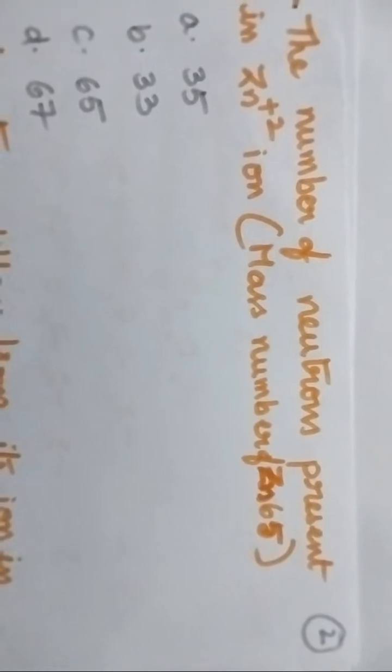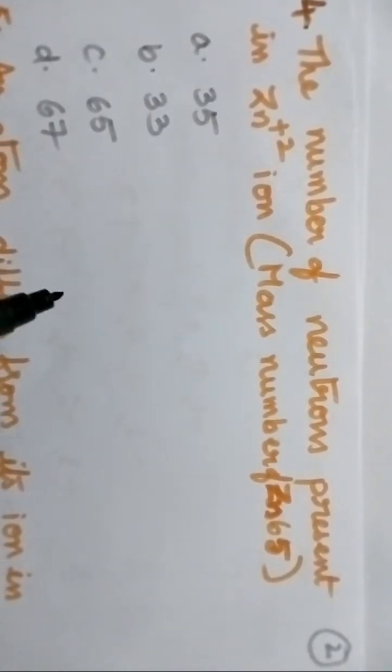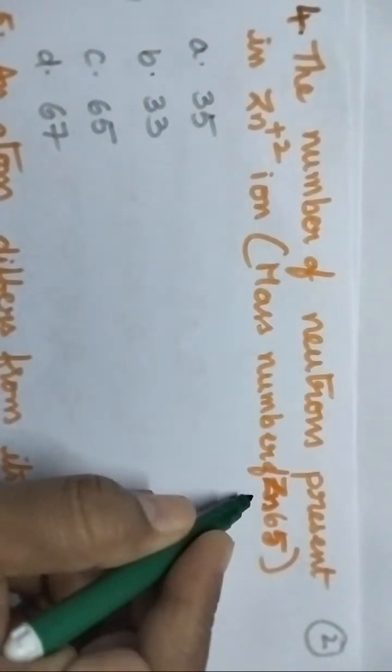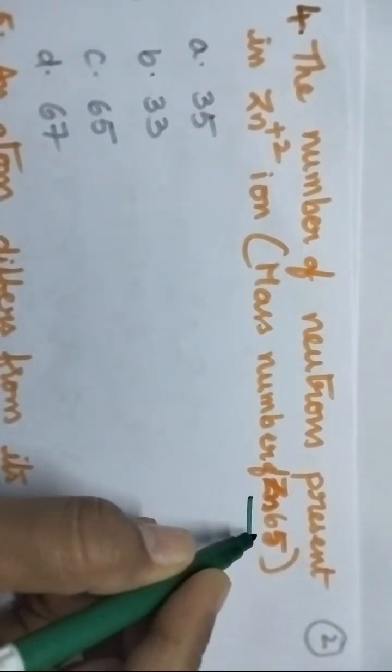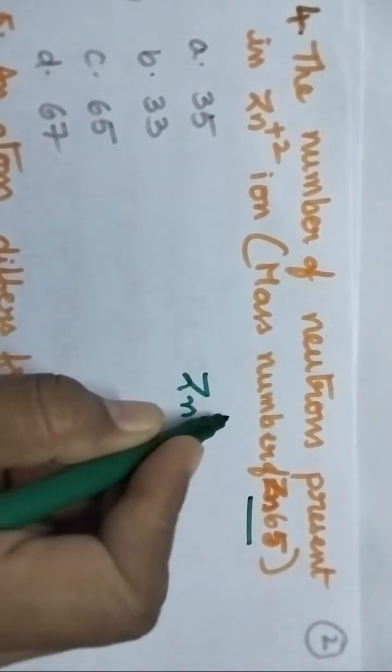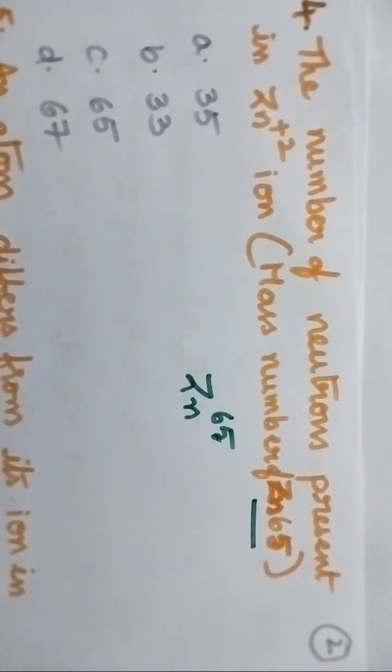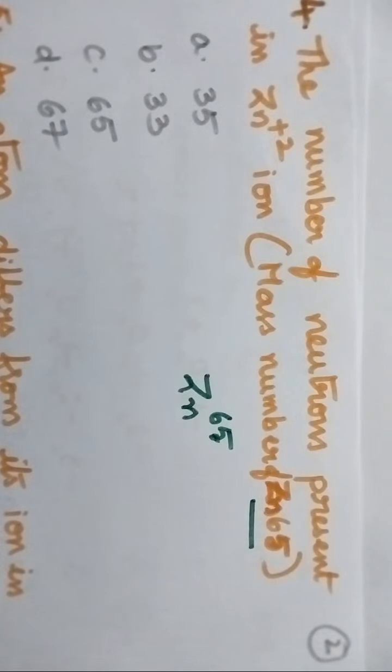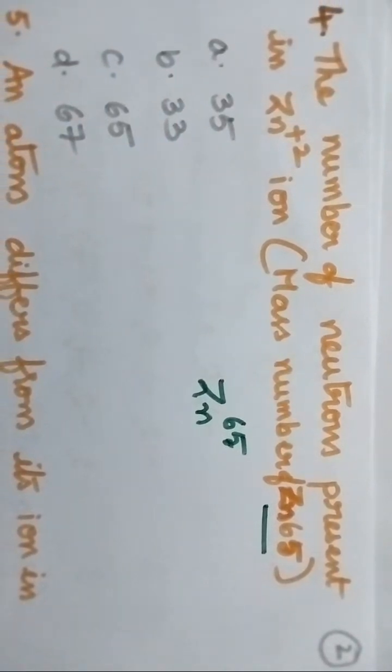The number of neutrons present in Zn2+ ion. Here the mass number is given, 65. And what is the atomic number of zinc? If you know the atomic number, then you will get the answer. What is the atomic number of zinc? Can anyone answer? What is the atomic number?